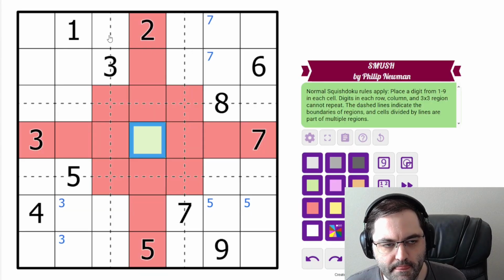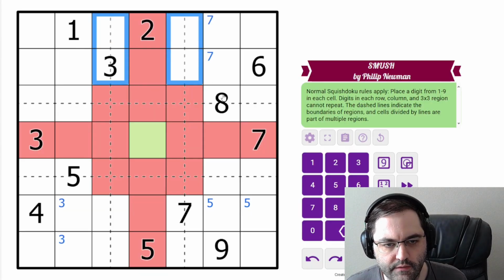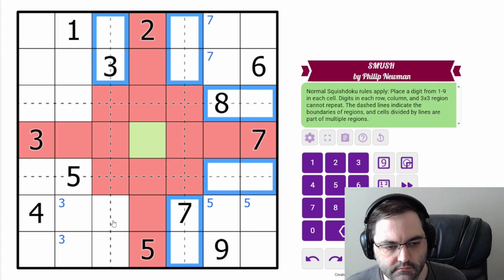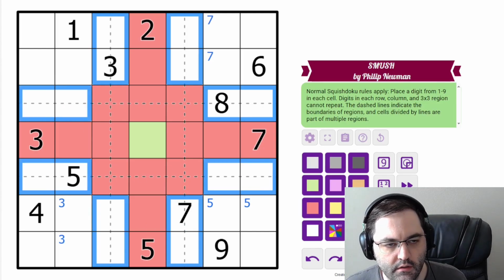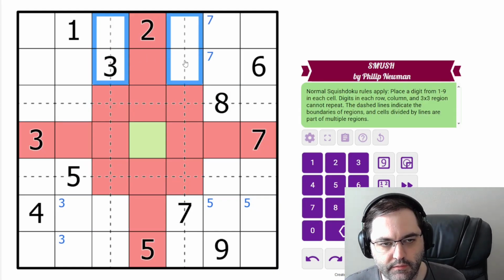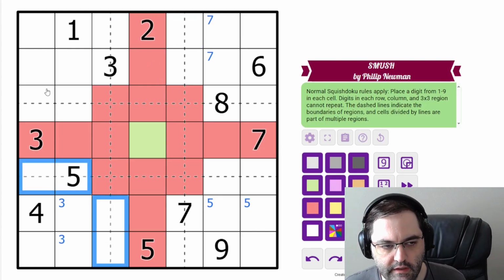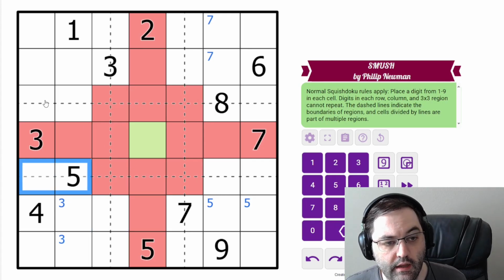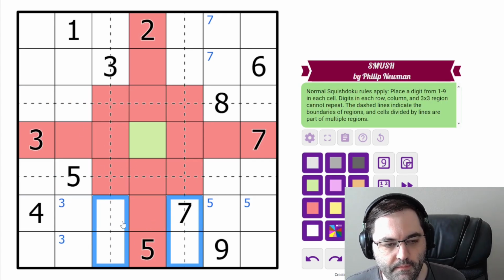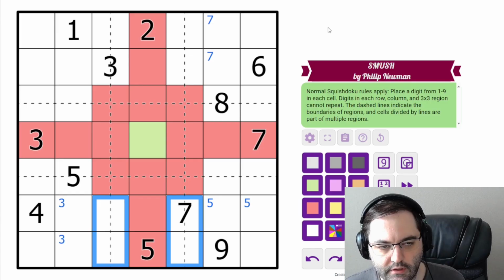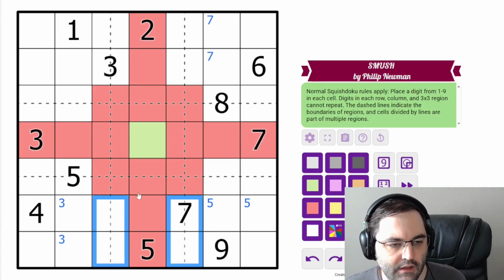Now, in each of these boxes, we have that green digit limited to 4 cells. There is a green digit in one of these, a green digit in one of these, a green digit in one of these, in one of these, and in one of these. And this works a little bit like a weird sort of jellyfish sort of thing. Not exactly.